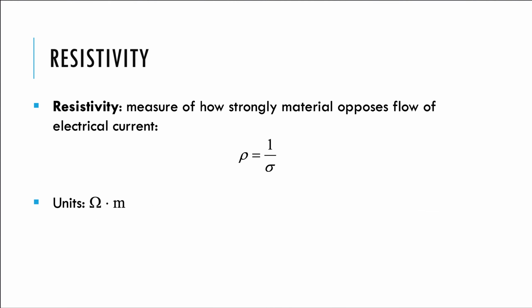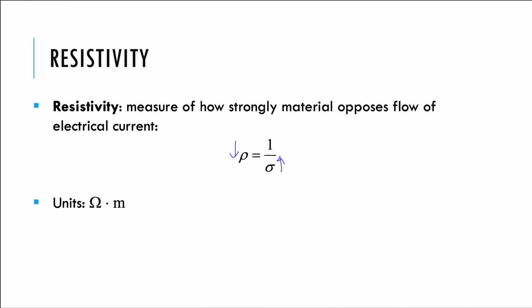Now that we understand conductivity, we can define resistivity, which is the reciprocal of conductivity. So 1 over sigma is our resistivity. Resistivity measures how strongly a material opposes the flow of current. So a material that has a high conductivity, which allows that current to flow, is going to have a low resistivity, and vice versa. The unit for resistivity is ohm times meter.